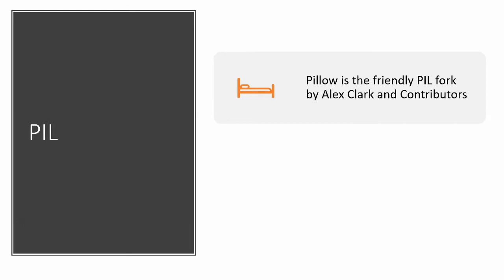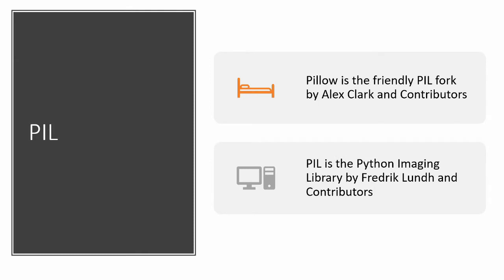Initially there was PIL, and Pillow is a friendly PIL fork by Alex Clark and contributors. And PIL is the Python Imaging Library by Fredrik Lundh and contributors. So Alex Clark and the contributors have taken this and created a fork to try and improve the old repository. And you might think, well, why fork it? Why not just continue contributing on the main one?